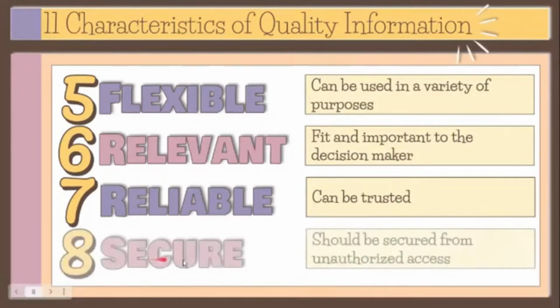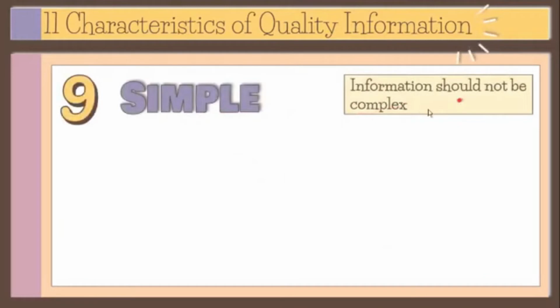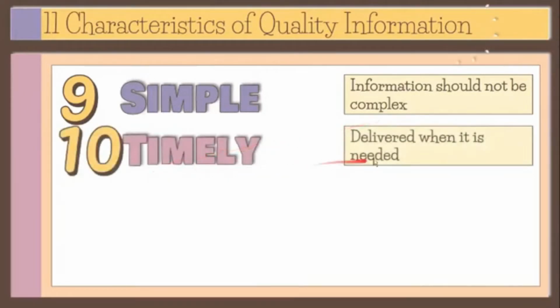Information should be secure from access by unauthorized users. Information should be simple, not complex. Also, if a decision maker has too much information, then he might find it hard to determine what is really important. Timely information is delivered when it is needed. Knowing what seats are available in flown airline flights will not help when a passenger is trying to book a ticket for the next day's flight.